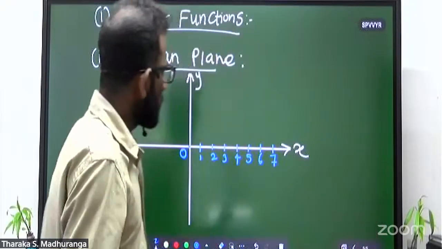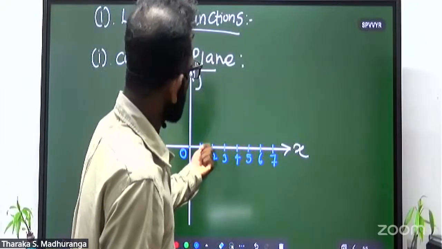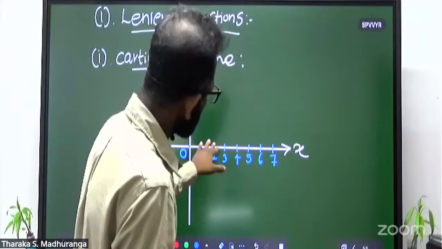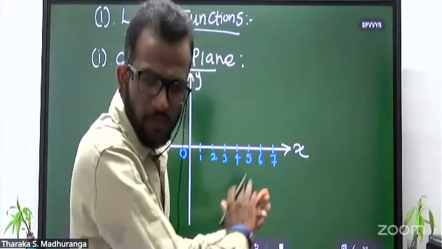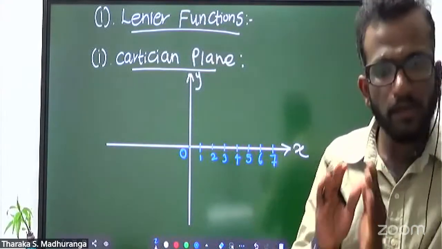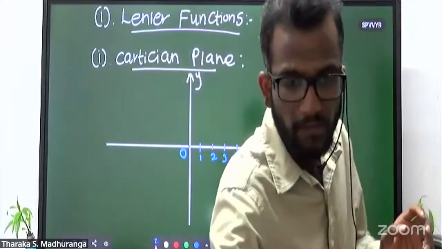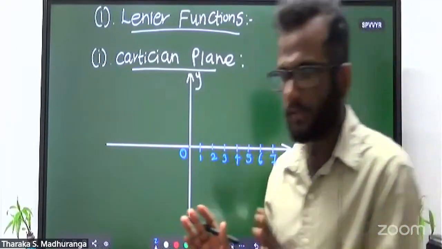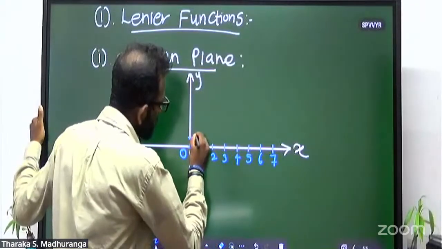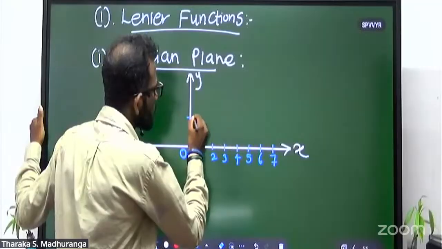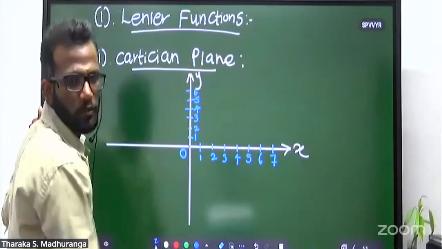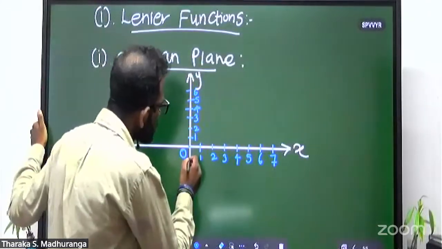Okay. Now, as I told, this is the positive side of the x-axis: 1, 2, 3, 4, 5, 6, up to your limit. This is the positive side of the x-axis. Now, this is the positive side of the y-axis: positive 1, positive 2, positive 3, positive 4, positive 5, positive 6. This is the negative side of the y-axis.